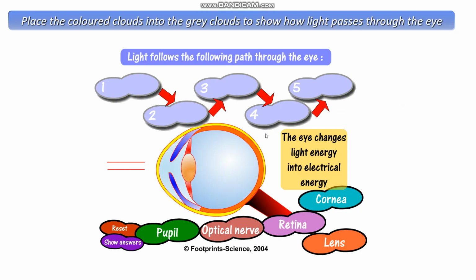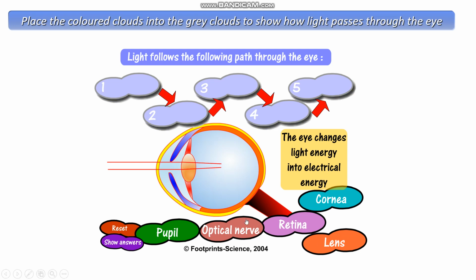Okay, so take a look at the animation here. The 5 grey clouds here are spaces where the coloured cloud should go in order in which the light travels from the outside into our eyes and forms an image. So let's pause the video for a moment, see if you can work out what goes where, okay? And we'll go through that in a moment.